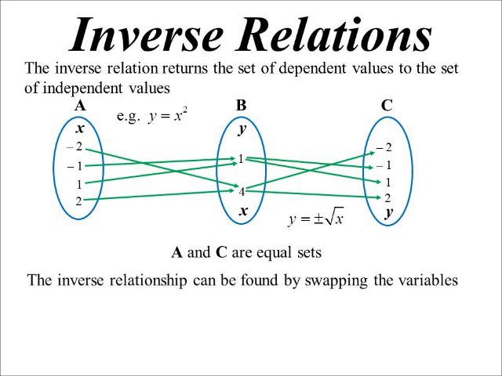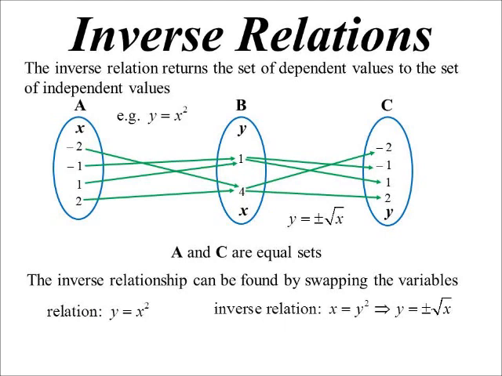If you want to work out what the relation is, basically you just swap the variables around. So I had y equals x squared. So to work out that inverse relation, if I swap the x and the y's around, I get x equals y squared. But I make y the subject, and that's when I end up with y equals plus or minus the square root of x.